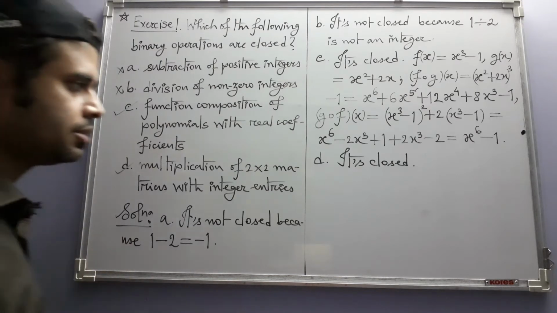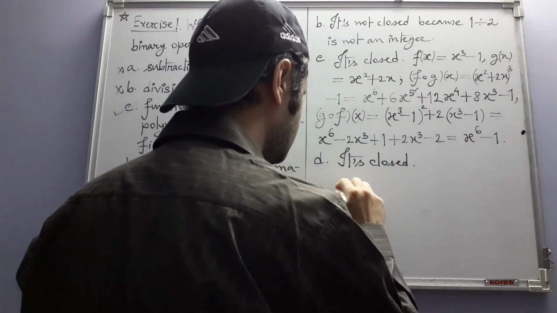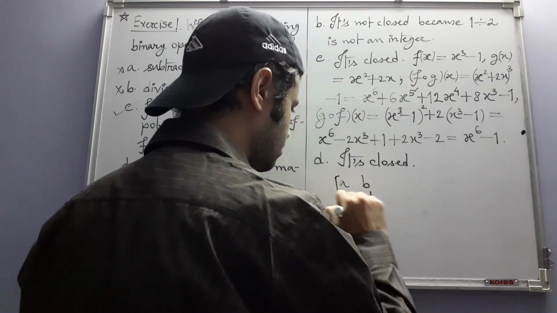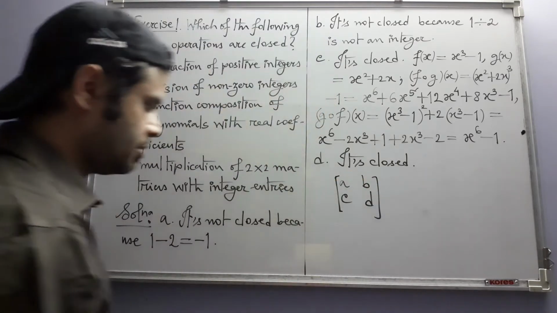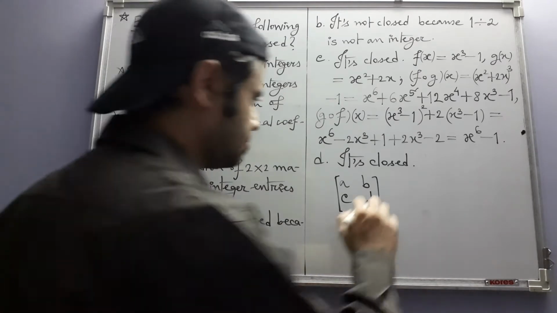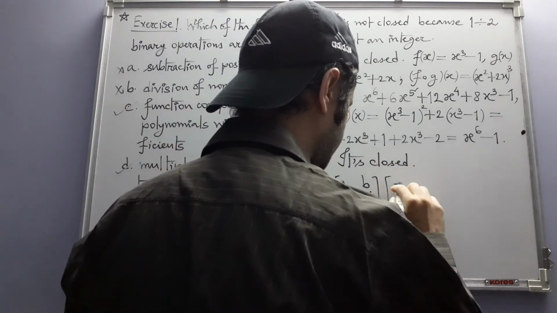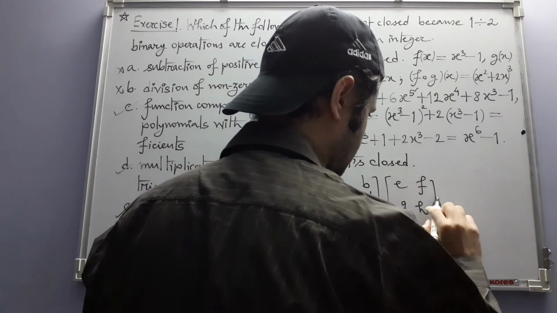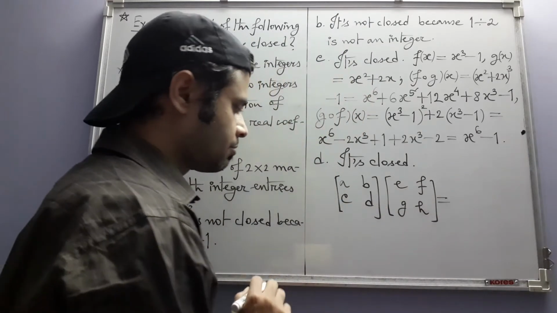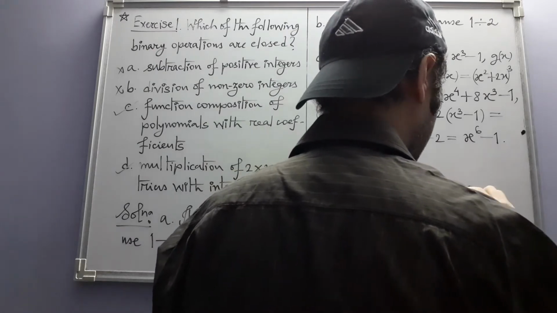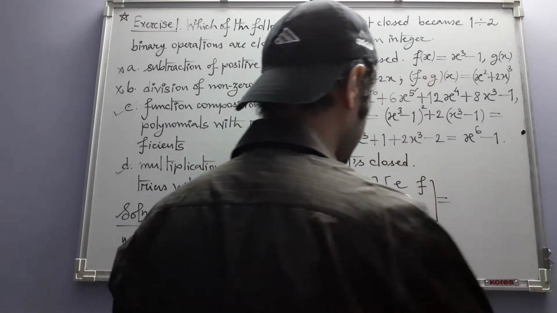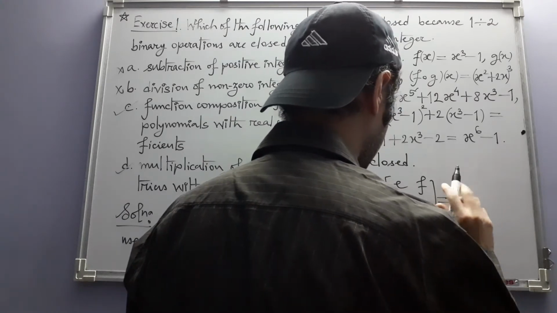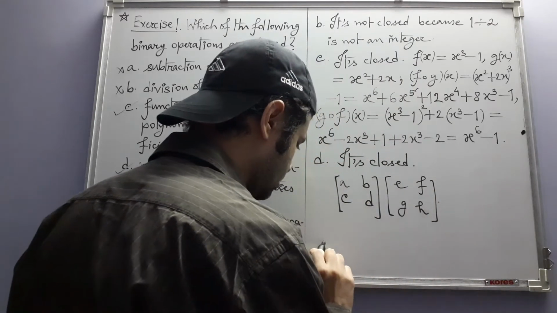And the reason is very simple. If you take 2 by 2 matrices with integer entries and multiply them, then the product will have these entries. Okay, I have to write a little carefully so that I have space, or let me write it here in a new line.